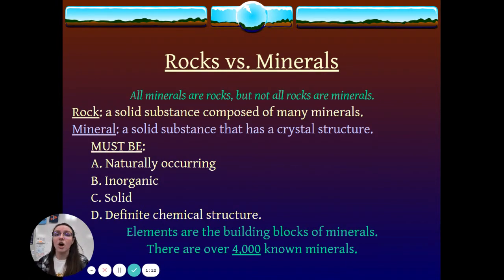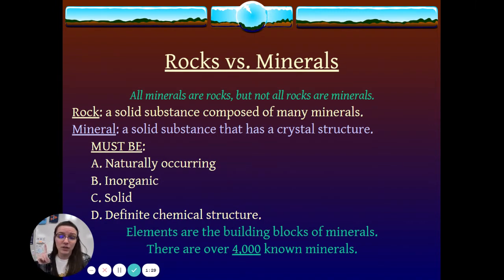So the difference between rocks and minerals. All minerals are rocks, but not all rocks are minerals. Rocks are a solid chunk of something that is composed of many minerals. A mineral is a solid substance that has a crystal structure, and it's got to be four things.